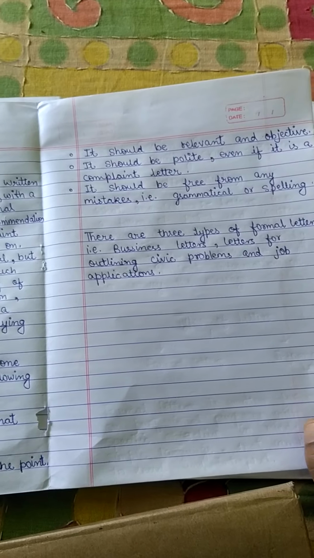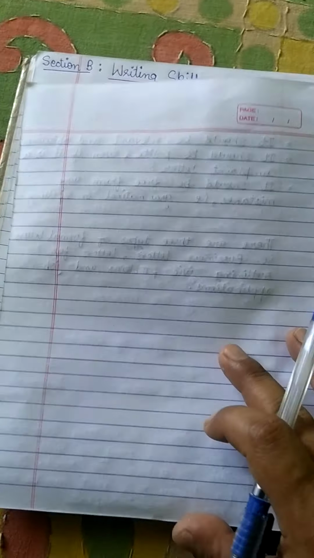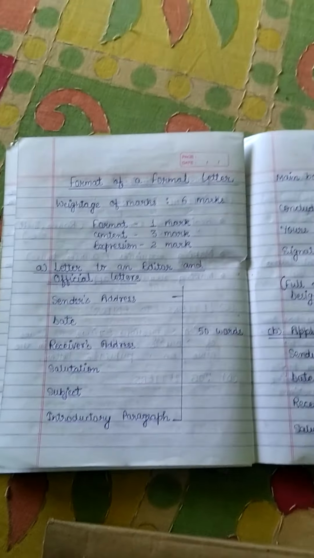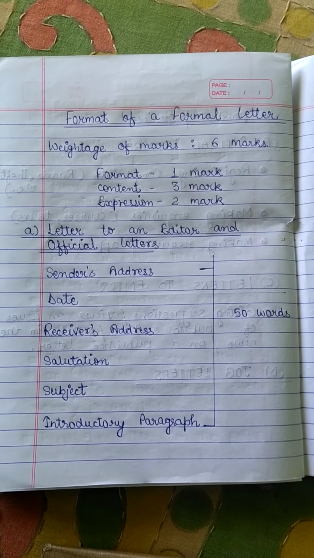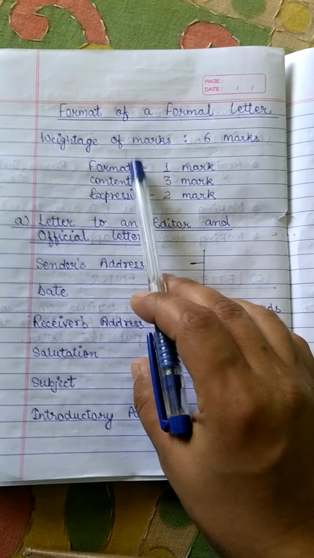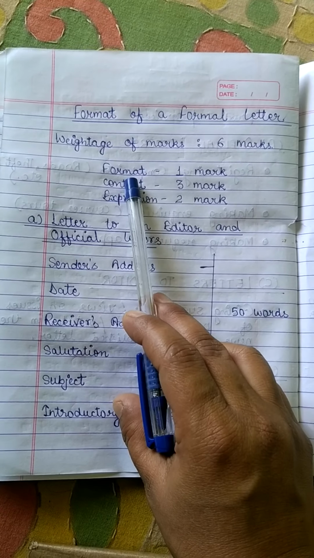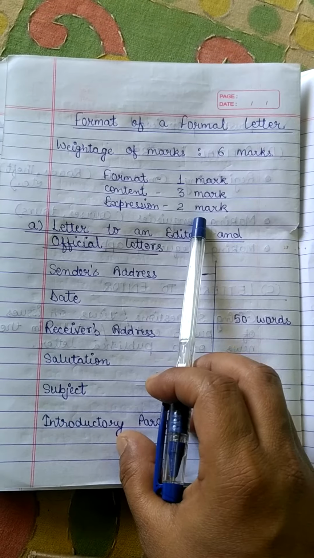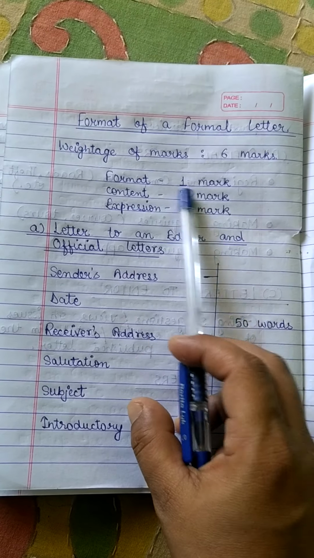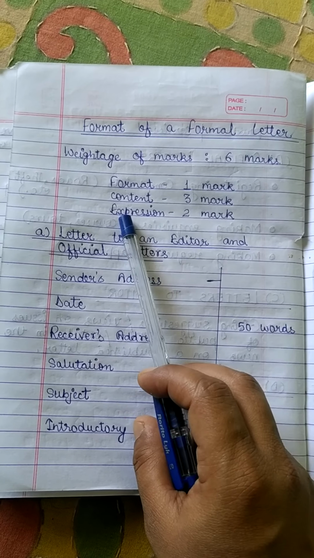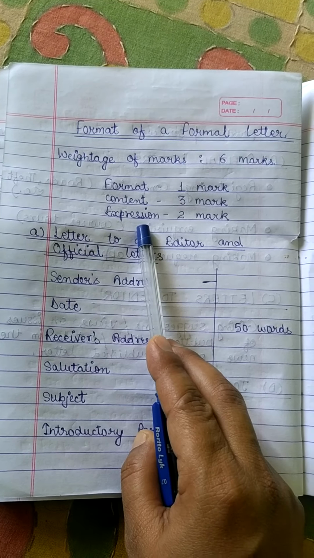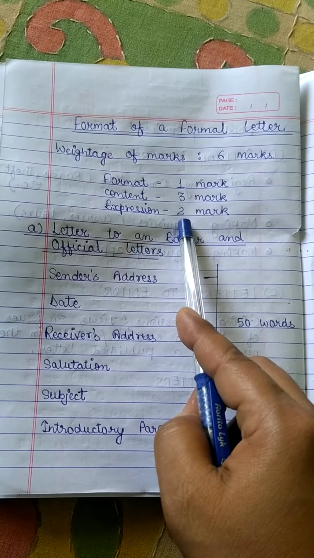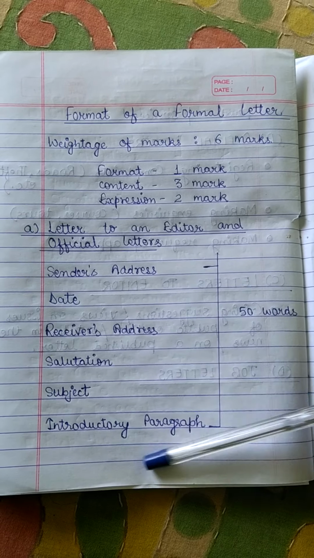Now, let us come to the format of letter writing. Before going to that, let me tell you the weightage of the marks. The letter is of 6 marks. The format is of 1 mark. The content is of 3 marks, and the expression is of 2 marks. Whatever content you are writing in that letter, it is always of 3 marks. And expression means grammatical mistakes, spellings, and the coherence in the ideas and style, that is of 2 marks. Now, letter to the editor and official letters.